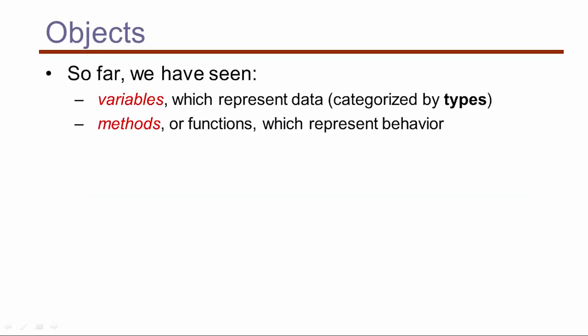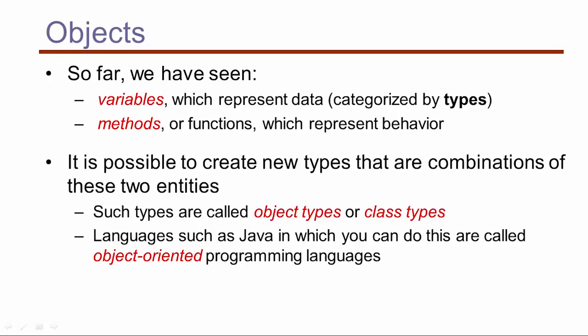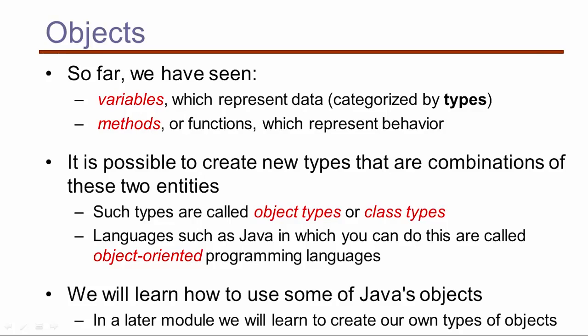Up to this point, we have seen that we can have variables, which allow us to store data in our programs, and we can have methods or functions, which can produce results or do things for us. Now we are going to learn that it is possible for these two concepts to be combined to create new data types. These new data types will have values associated with them and also prepackaged methods that can process those values for us. We will label these types as object types and refer to variables of these types as objects. Initially, we will learn about some of the object types built into the Java language, and in a later module, we will learn how to create our own object types.